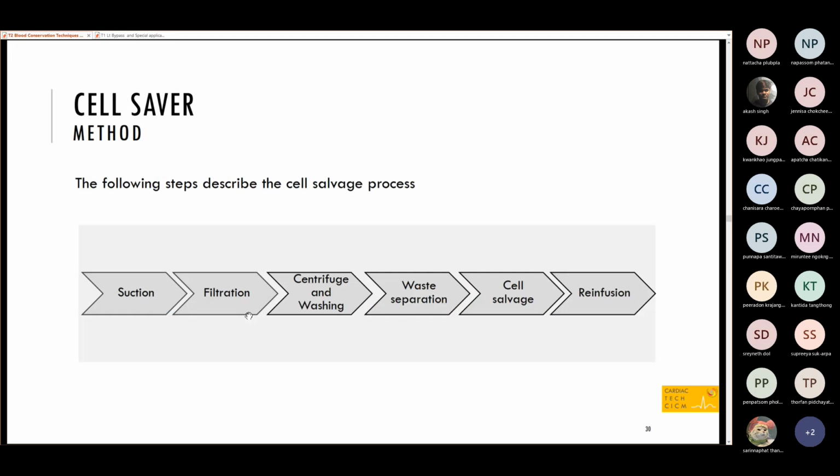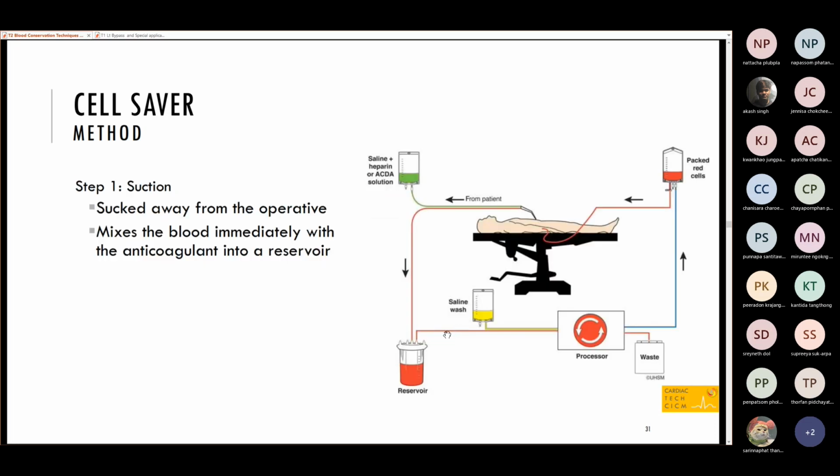Okay, so the process in the cell saver is that you need suction and filtration, and then the centrifugal pump moves and washes. So the waste product separates and goes out, and the cells are given back to the reinfusion bag. So here I repeat the steps again. All right, this is all that I talked about earlier.